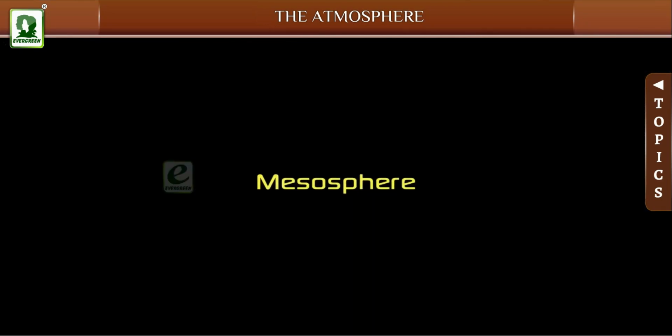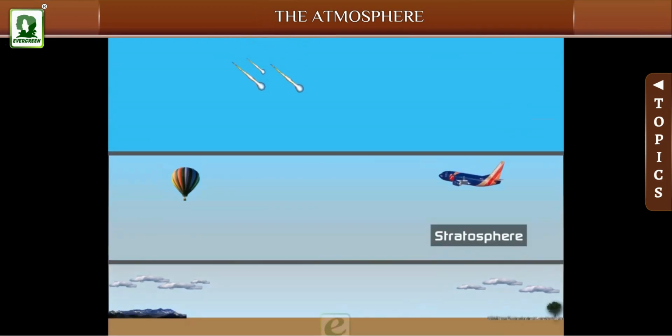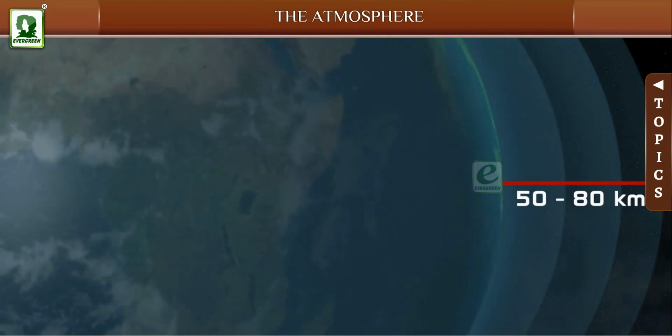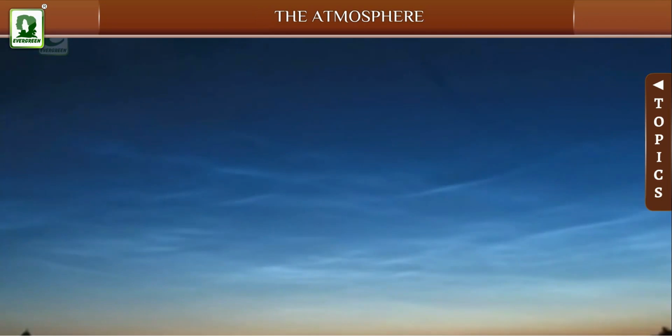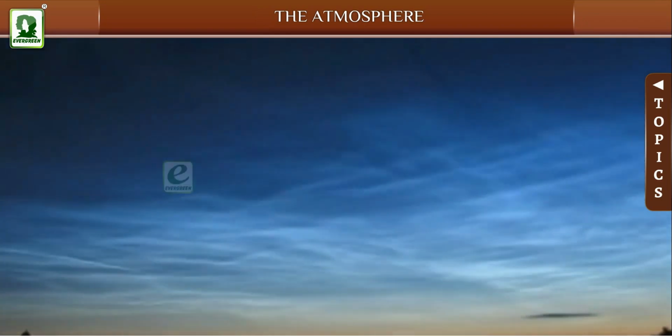Mesosphere. The mesosphere is the layer above the stratosphere. It extends from 50 to 80 kilometers. It is the coldest layer. In this layer, the temperature starts decreasing with height. There is little water vapor there, so the air is too thin for weather to occur.